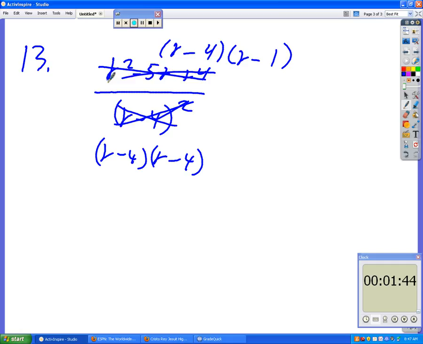This is gone. What cancels? One of the r minus 4s, right? Why can't you cancel the other one? It doesn't matter. This one cancels with one of them. I don't care which one cancels, because the other one's still the same, right? So what's left? r minus 1 on top.